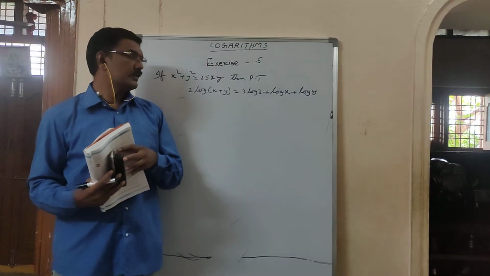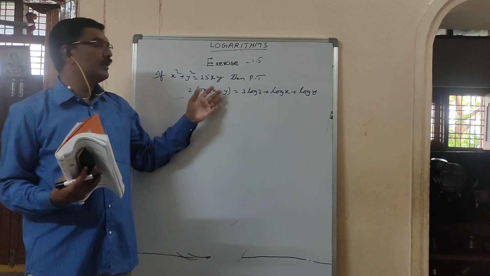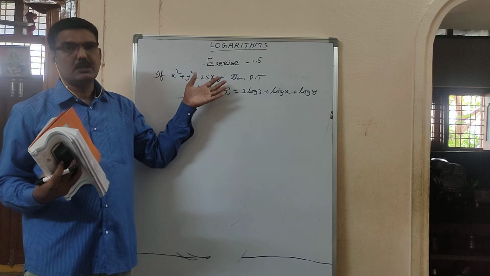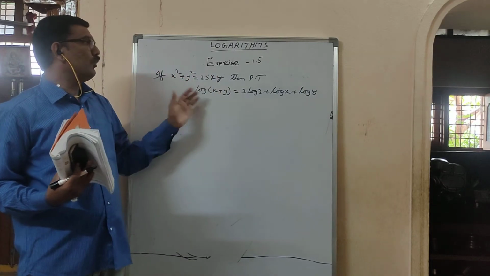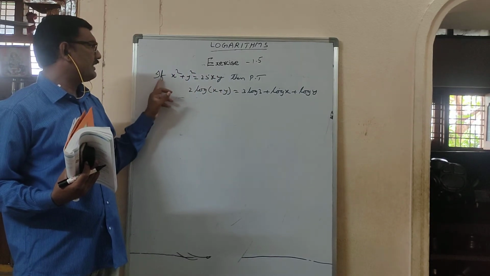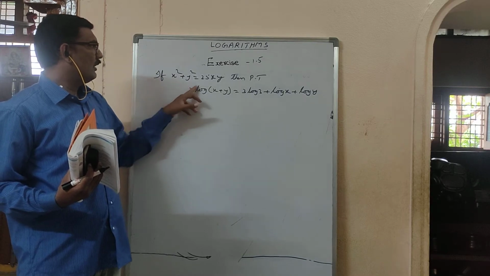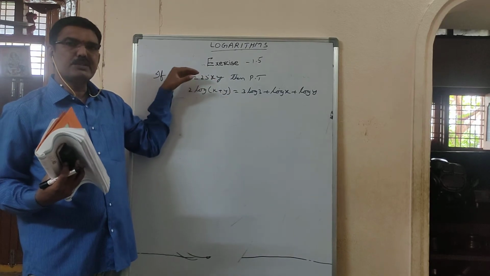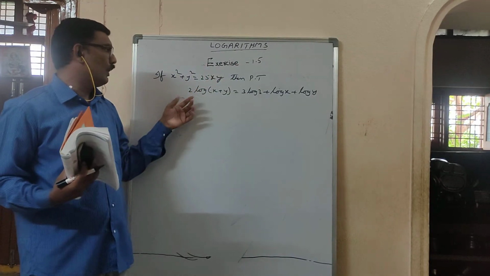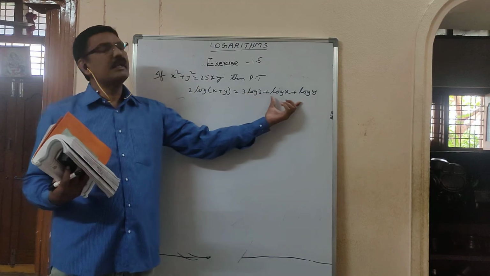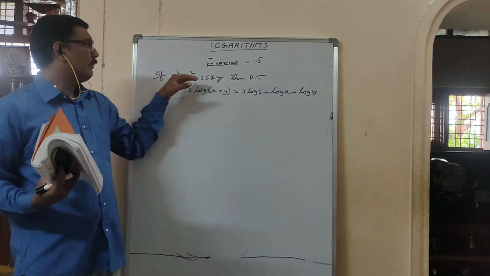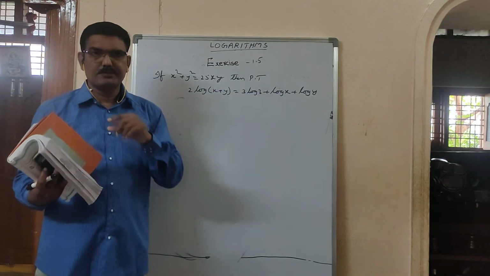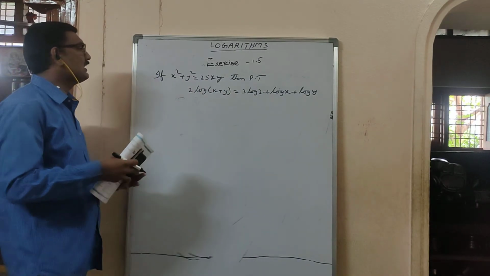Here, see, this exercise is important, I said. From here onwards, essay questions will come for 4 marks. So how to do it, we will see. Since x square plus y square is equal to 25xy is given, you have to use this one, and you have to prove this value by using it.